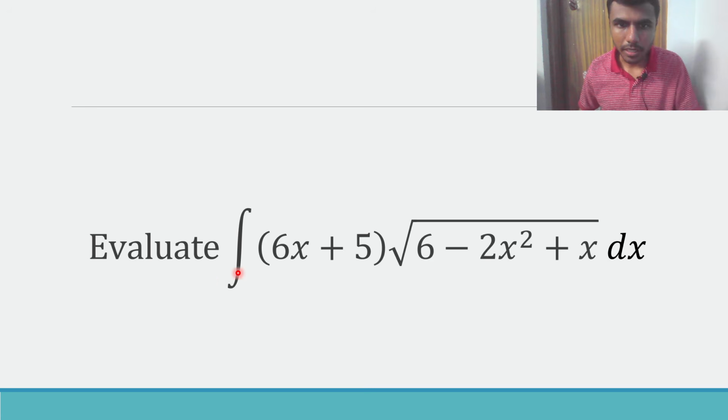Okay. Now here we need to solve the integral of (6x plus 5) under root 6 minus 2x square plus x, dx. A little tough one, I admit. Stay alert and stay attentive. So the first step is we have to write 6x plus 5 as a into the derivative of (6 minus 2x square plus x) plus b. This is the first step.